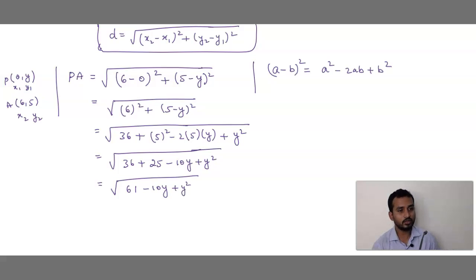Can we simplify this further? No. You just stop till here. So PA is equal to root of 61 minus 10y plus y square. Let me call this equation 1.